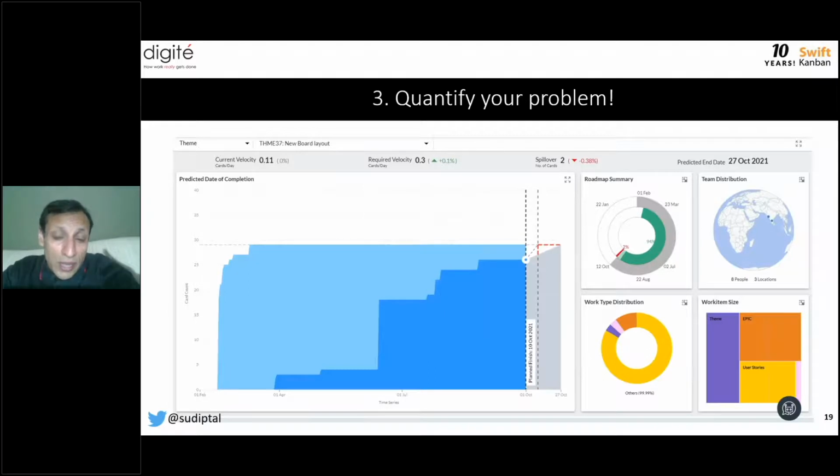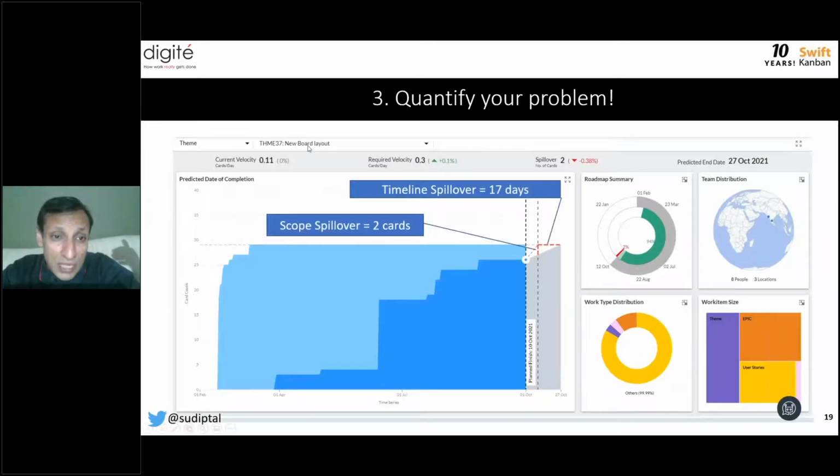So if I look at this particular theme inside my program, this is the expected date. If I continue at the current pace, I'm going to have a timeline spillover of 17 days, or a scope spillover of 2 cards if I want to stick to the same timeline. Obviously this is just data to show an example, but think about it. If your scope spillover was 20 cards or 50 cards, it would not be an easy decision to say which 20 or which 30 cards do I take out?